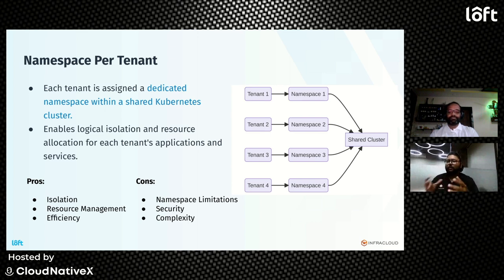And talking about efficiency, resource utilization is optimized because the resources are shared. So the problem of underutilization of resources can be avoided in this case because everything is shared and you can manage how the resources are shared between different namespaces.